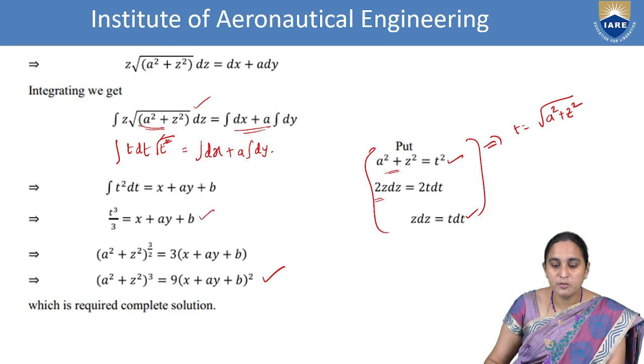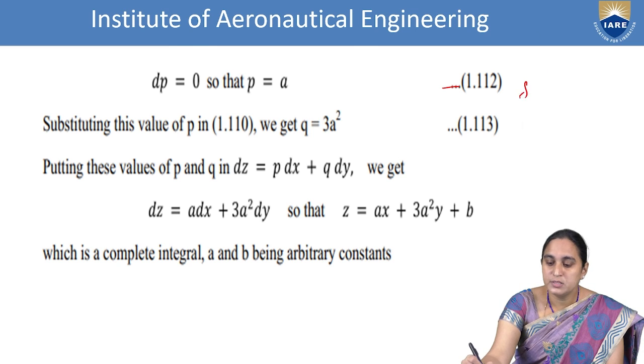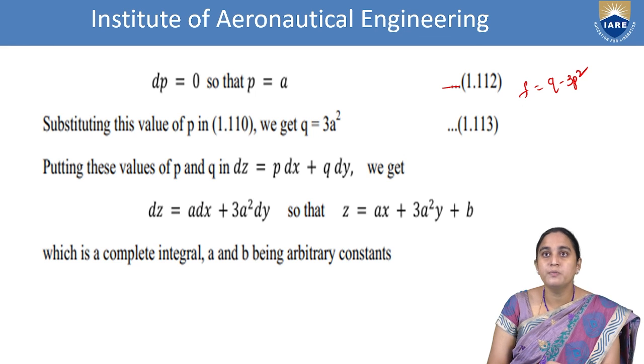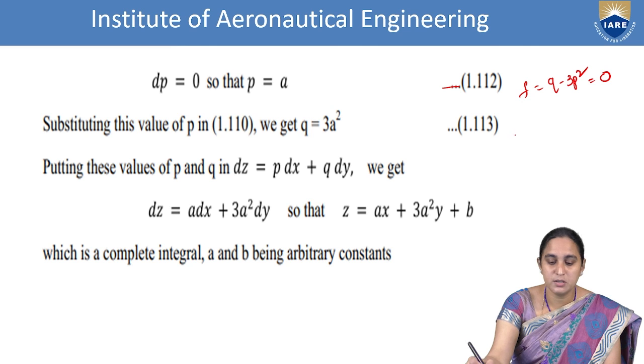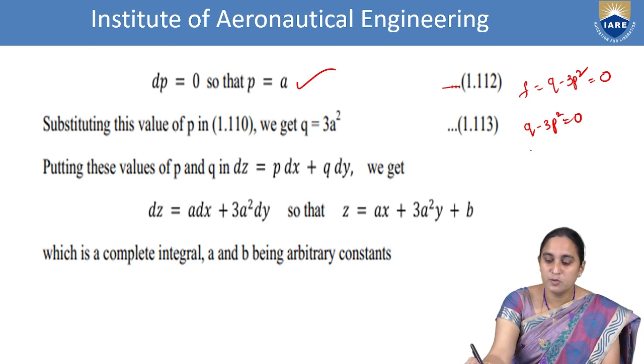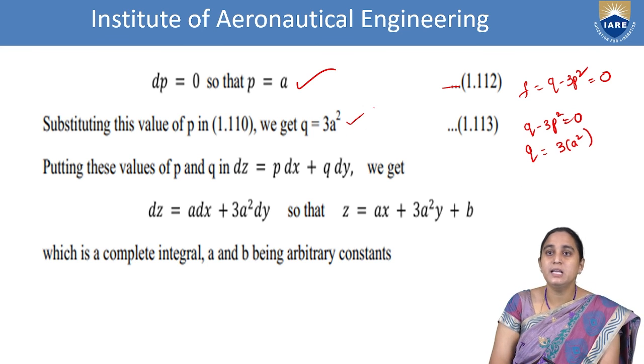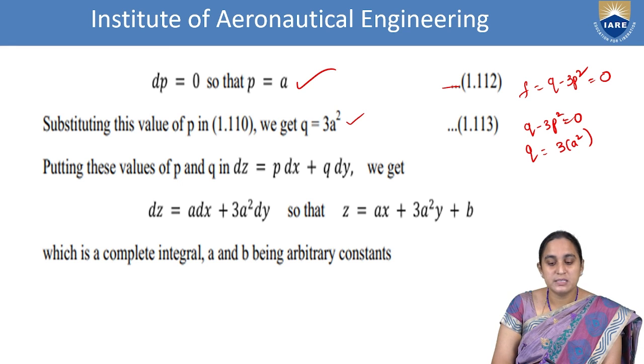Then the first equation form is f is equal to q minus 3p square, right? There, substitute the p value. That is q minus 3p square is equal to 0. Already p is equal to a, that is a square. Therefore, q is equal to what? 3a square. From the auxiliary equation, we got the p value. After substituting the p value in the first equation, we got the q value. Therefore, p is equal to a and q is equal to 3a square.